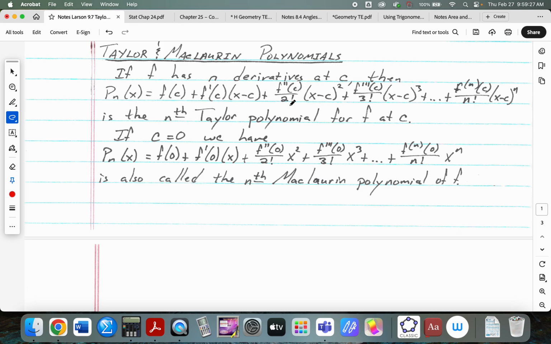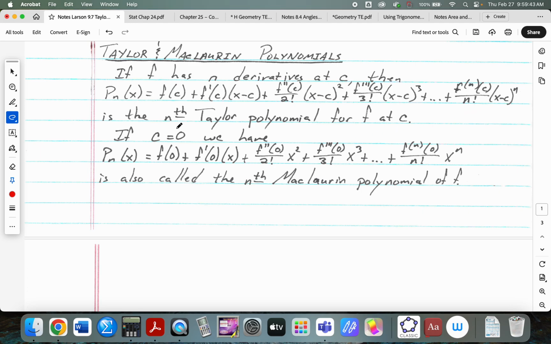The second derivative at c over 2 factorial times x minus c squared. The third derivative at c over 3 factorial times x minus c to the third, all the way to the nth derivative of f at c over n factorial times x minus c to the n.